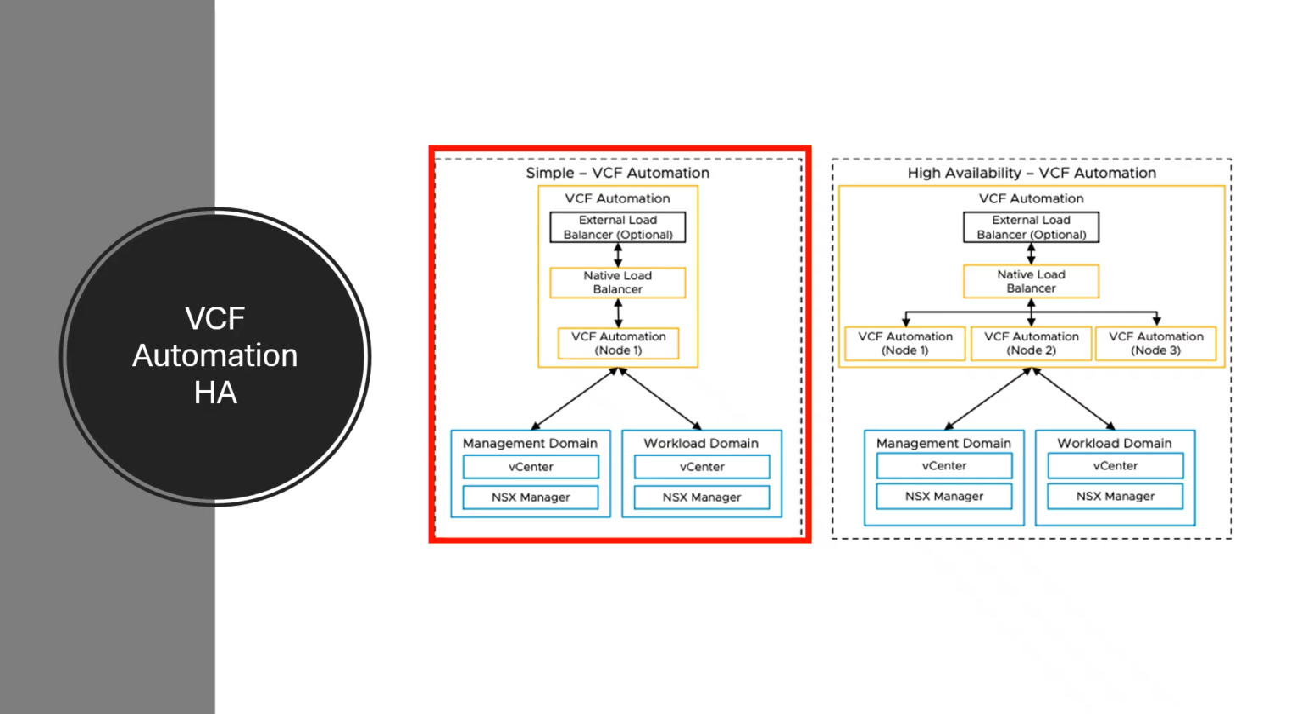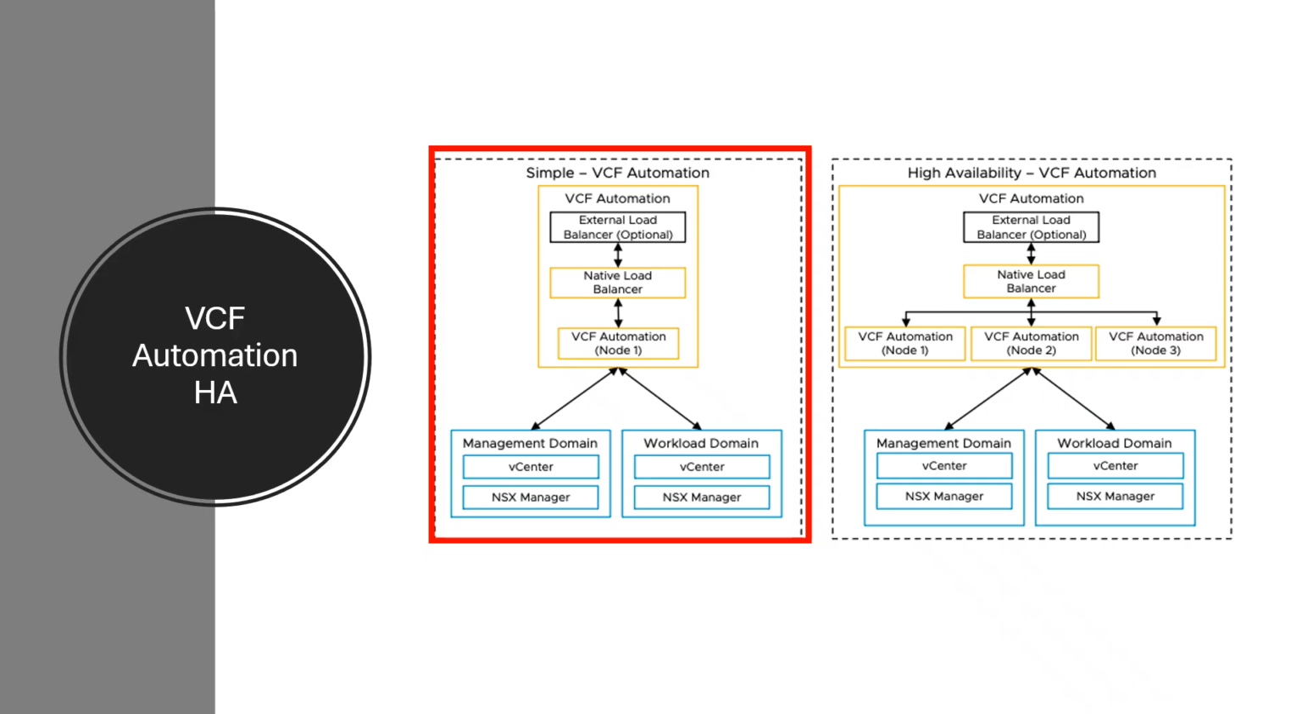This single automation node then integrates with the management domain and the workload domain. From there, it communicates with components like vCenter and NSX Manager to provision infrastructure and services. This design is straightforward and easy to deploy. But there is only one node.